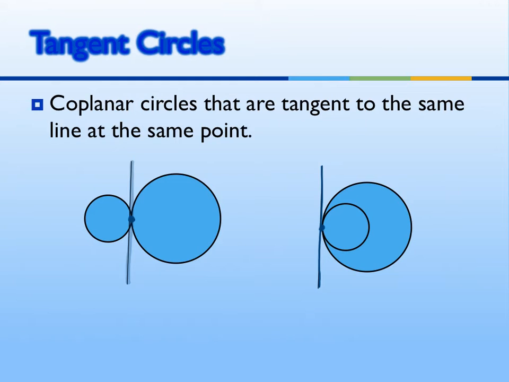Correct. So it could be anywhere around here. It could be over here, right? These would still be tangent circles. This one would be tangent to this one, and this one would be tangent to this one, because they only touch at one point. That's it.